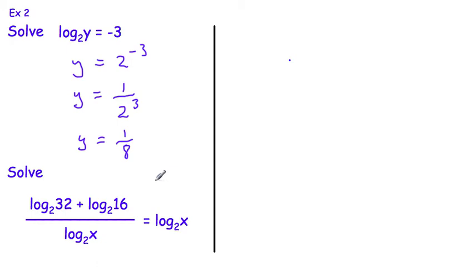Solve log 32 plus log 16 divided by log x is equal to log x, all logs to the base 2. First we'll multiply through by log x to get rid of the denominator. So we end up with log 32 plus log 16 equals (log x) squared.